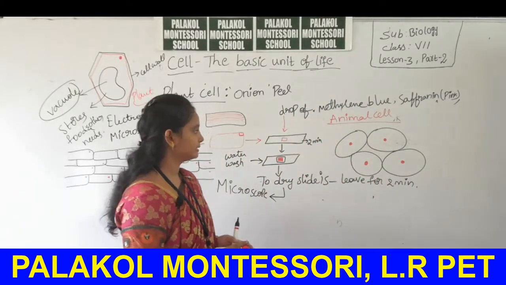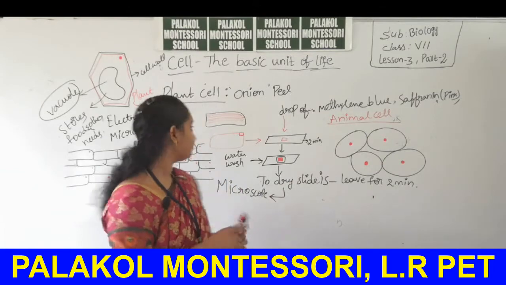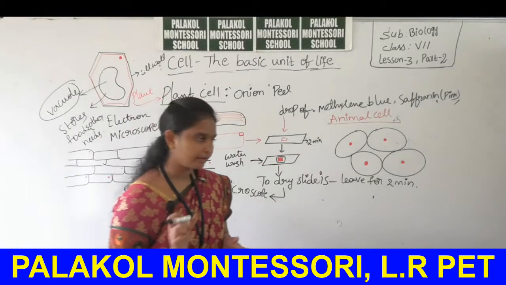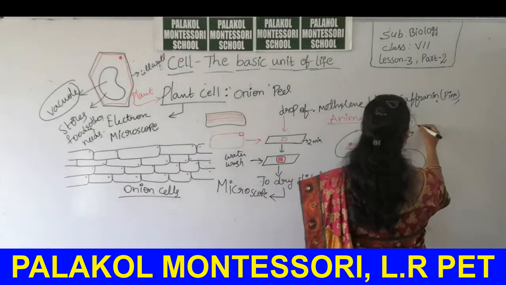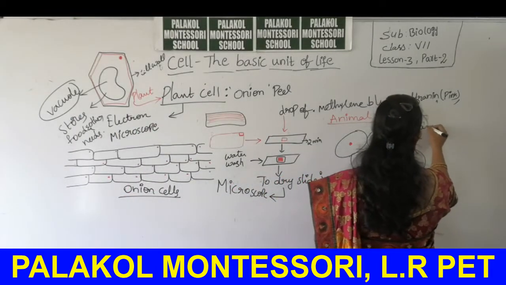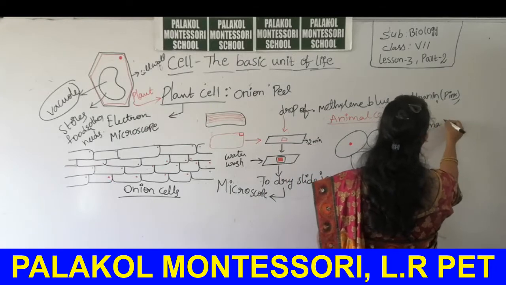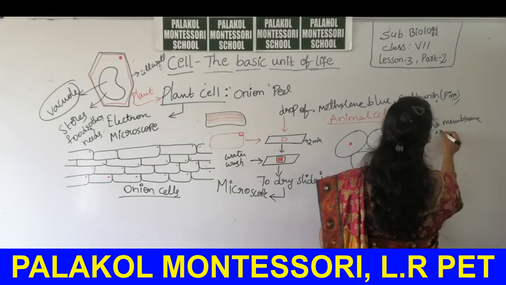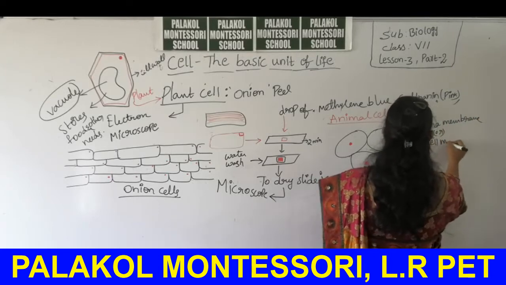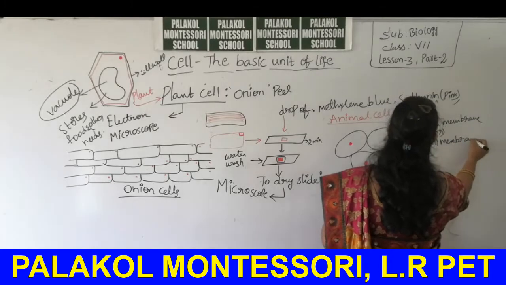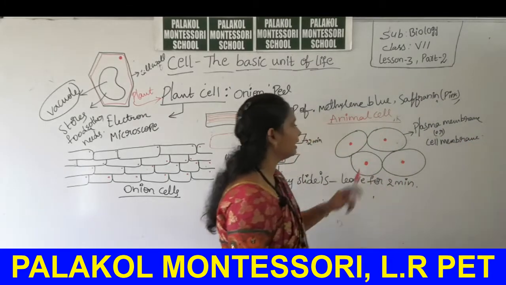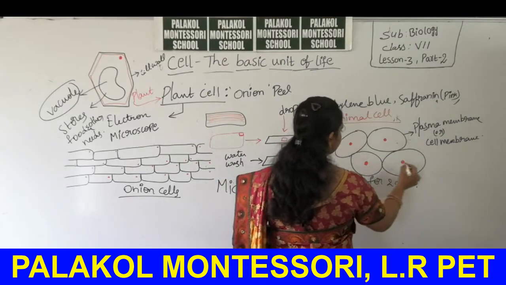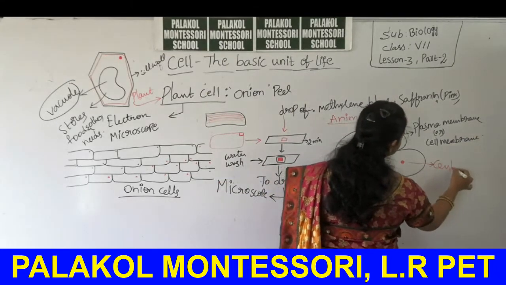Okay. Next, the animal cell does not have any cell wall. Cell wall is not present in the case of the animal cell, but the outermost layer is called the cell membrane or plasma membrane. Is it clear, students? Here I mentioned the nucleus at the center.